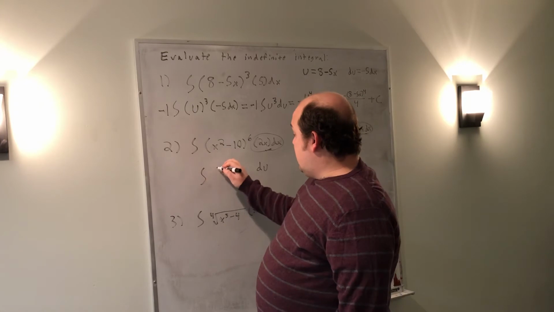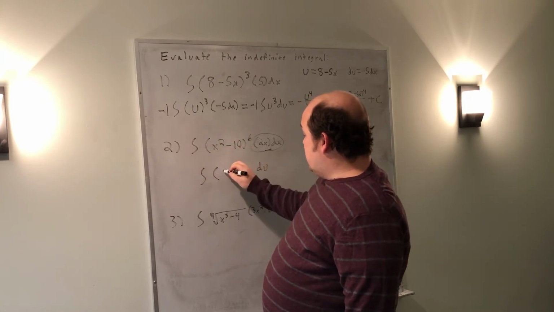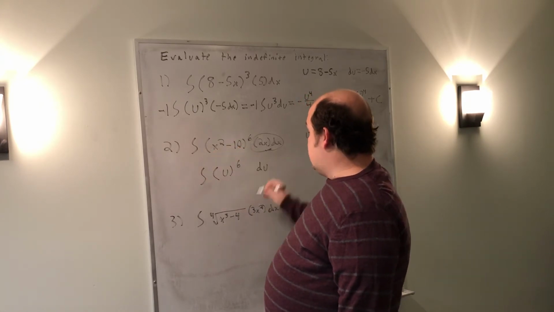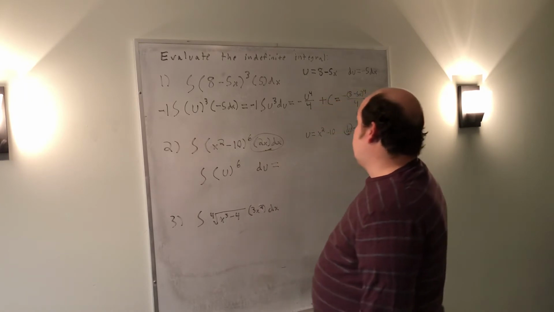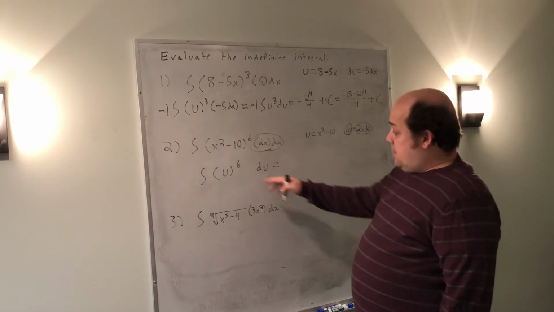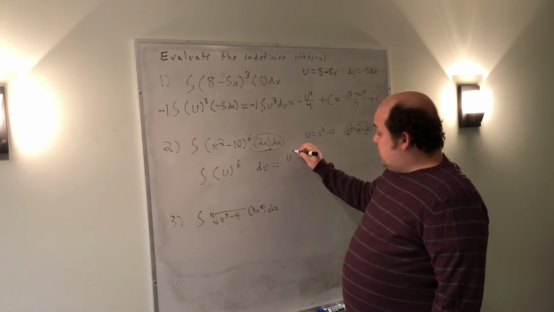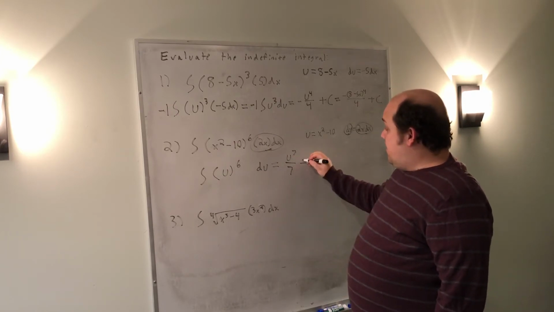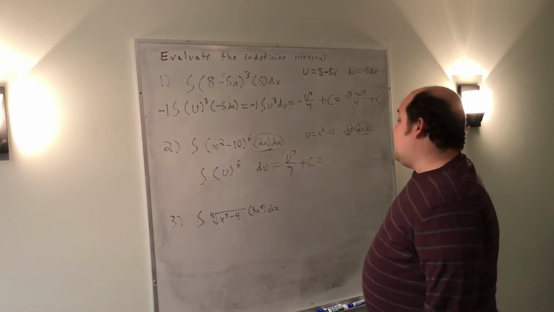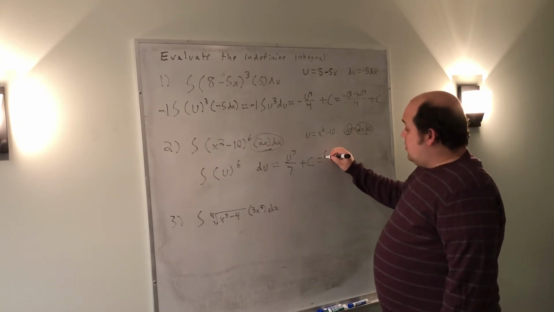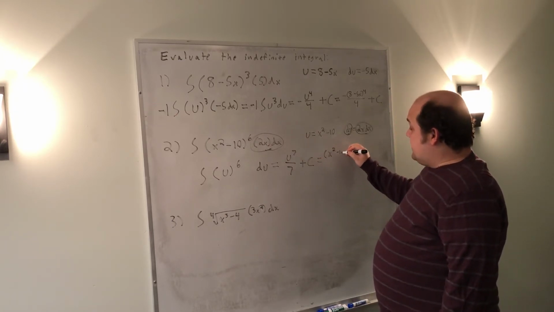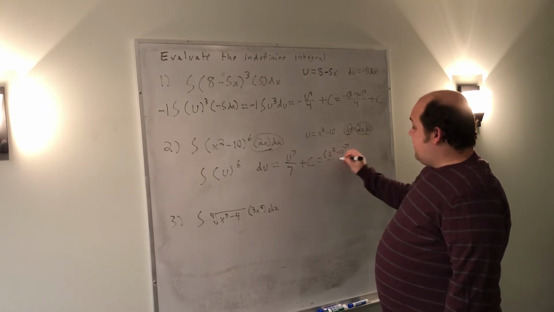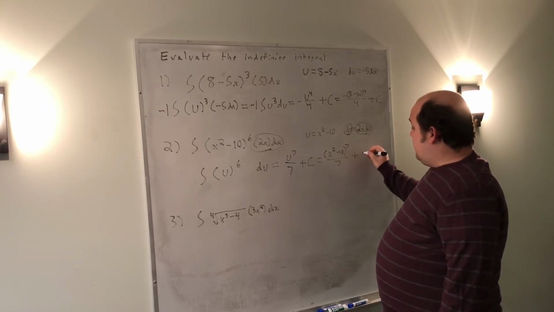It becomes the integral of this whole thing, which was u to the sixth du. When I integrate that, add 1 to the exponent, it becomes u to the seventh, divide by the new exponent over 7, plus c. Last step, replace the u. So u equals x squared minus 10. It's now (x squared minus 10) to the 7th power over 7, plus c.